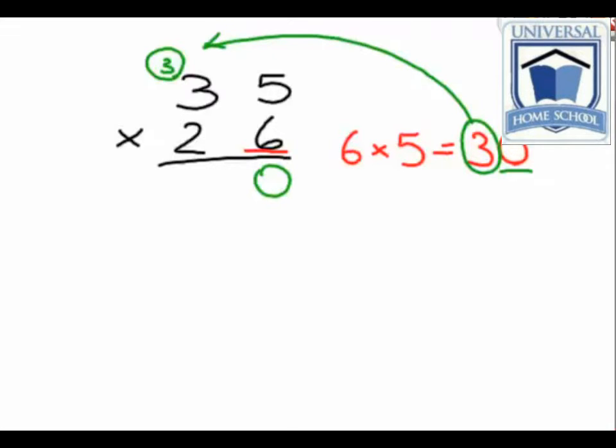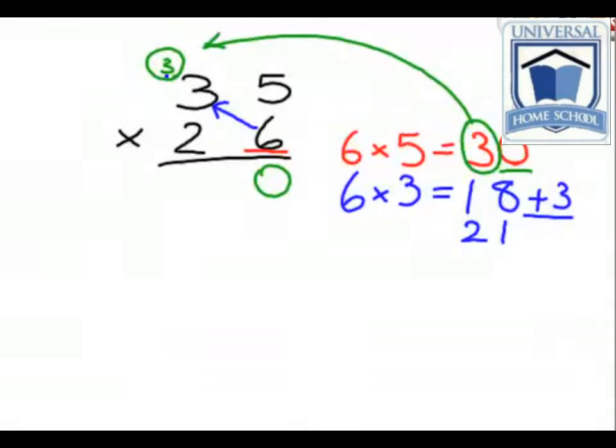Our next step would be 6 times 3. So 6 times 3 would equal 18. Now, very important. It's extremely important that you remember to add our friend the 3. So 18 plus 3 would be 21. Okay, so the answer will be 21 because we've added the 3.